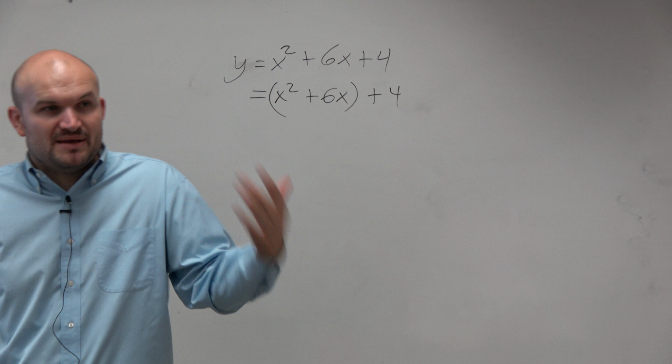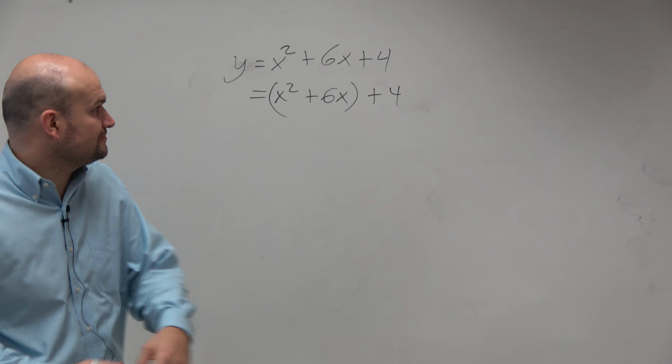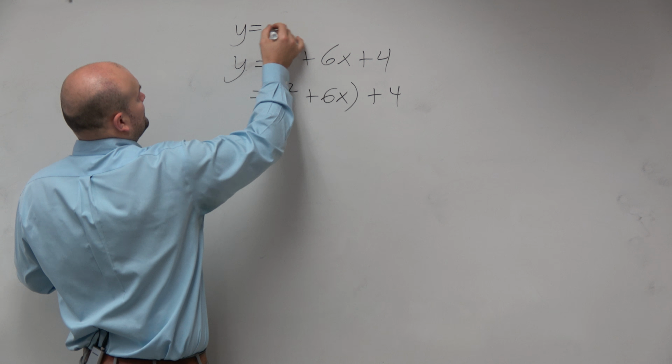So what we're going to do is create a perfect square trinomial. So to do that, we are going to group the first 2 terms together. OK? I basically have my ax squared and my bx. So this is in standard form.